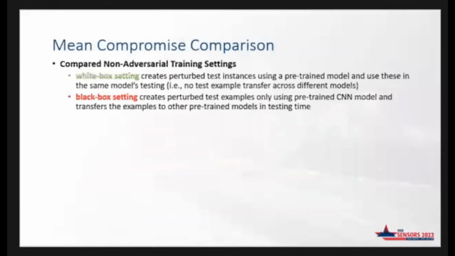The main experiment that we conducted is to compare our adversarial scheme with the non-adversarial settings. The first one is what we call the white box setting. Here we create perturbed test data using a pre-trained model, and we do not transfer those examples. We use those examples on the same model. The black box setting, on the other hand, is similar to what we are doing, except we directly use a pre-trained CNN trained on clean data.